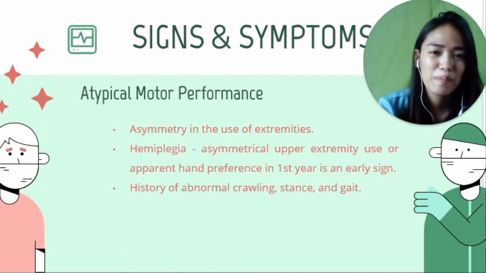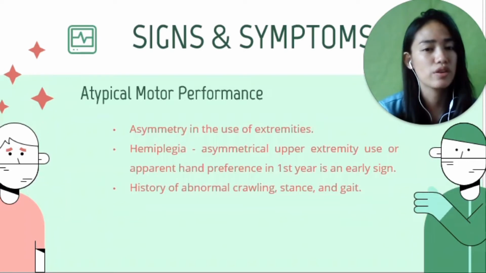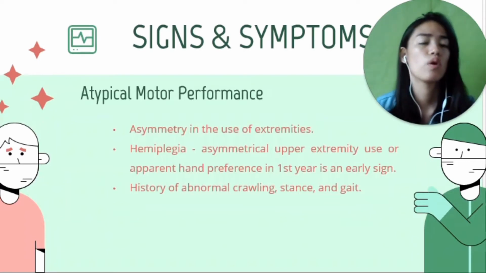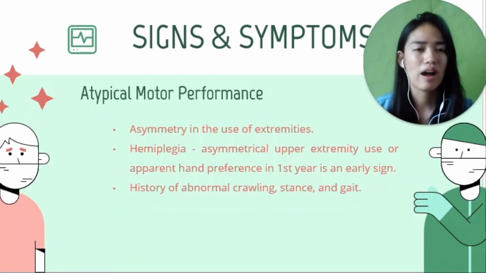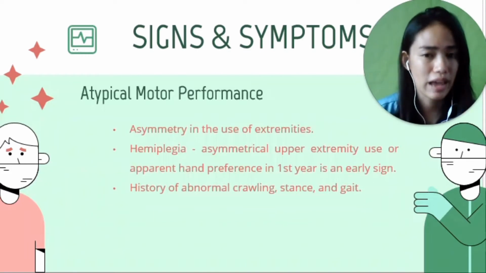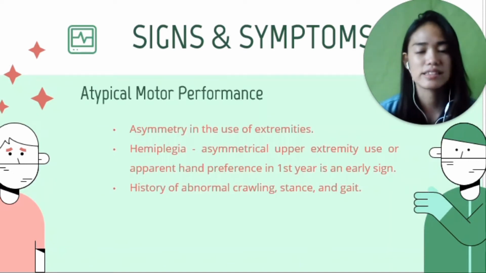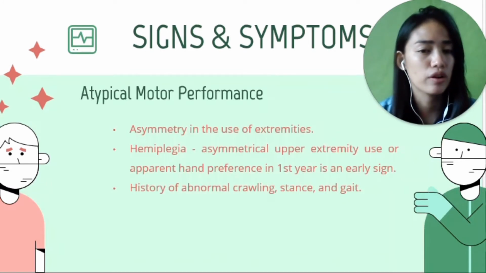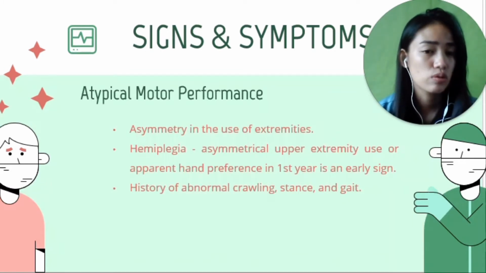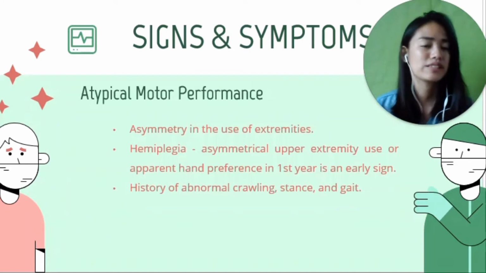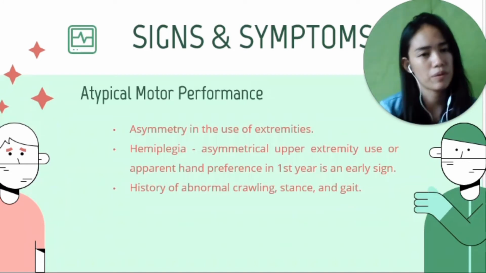Next, we have atypical motor performance. So we have asymmetry in the use of extremities. So kanang depende sa type, you have the hemiplegia, you have diplegia, quadriplegia. So depende sa affected areas niya, depende sa type. So for hemiplegia, there is an asymmetrical upper extremity use or apparent hand preference in the first year, which is one of the early signs. So there's also a history of abnormal crawling, stance, and gait. So this is already self-explanatory. Stance, the way the person stands, gait, the way the person walks.